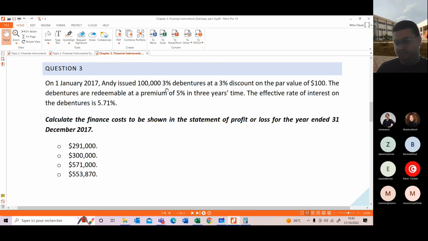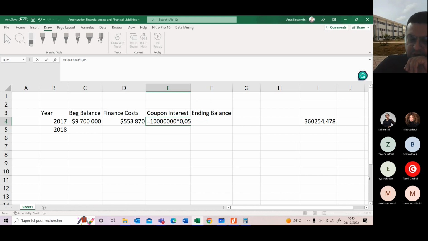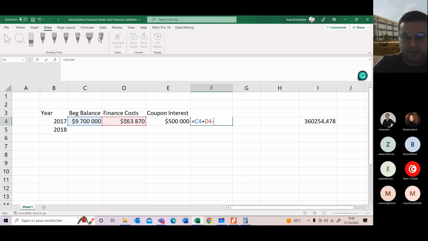It's 10 million times 5%. And the ending balance, just in case you're asked about it, is going to be plus, minus.